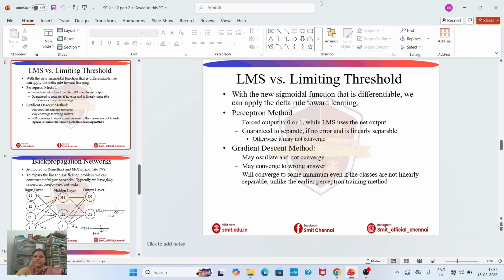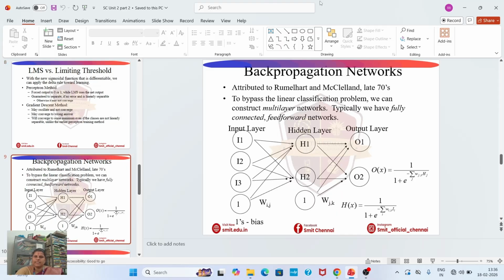So the guaranteed descent method may oscillate and not converge. It may converge to a wrong answer. It will converge at some minimum even if the classes are not linearly separable, unlike the earlier training method. Next one, the back propagation network.